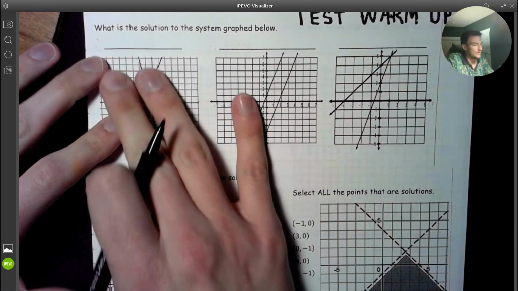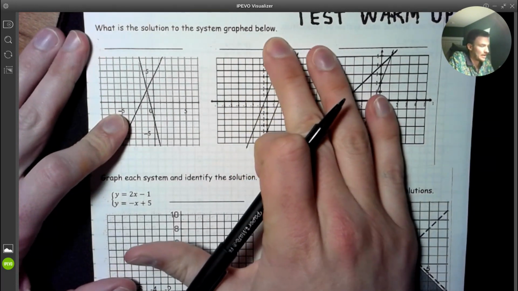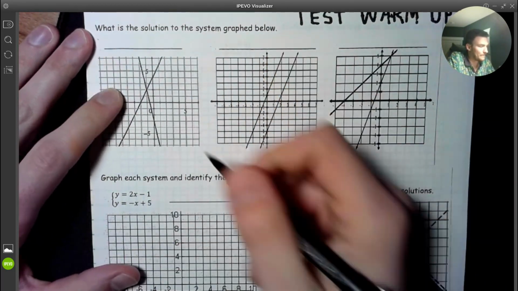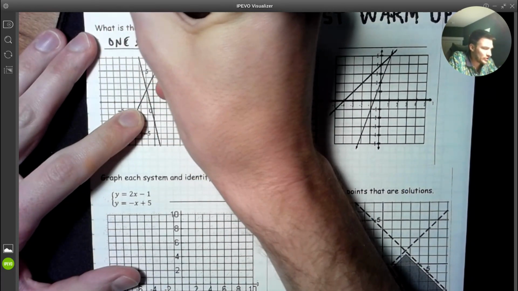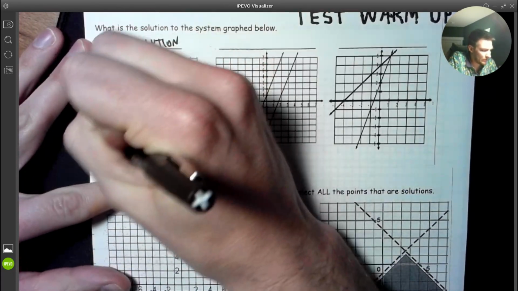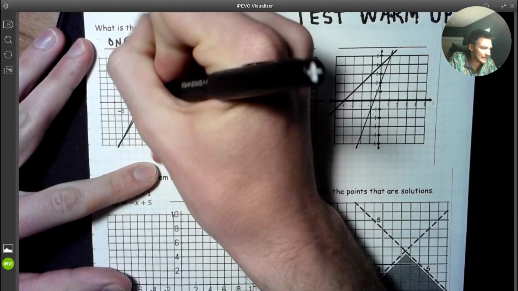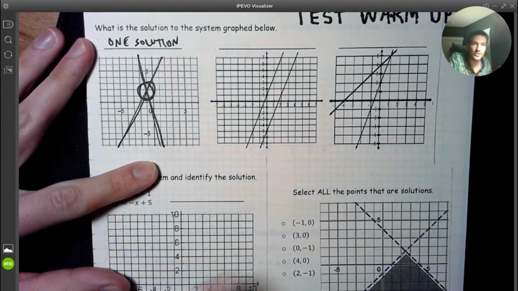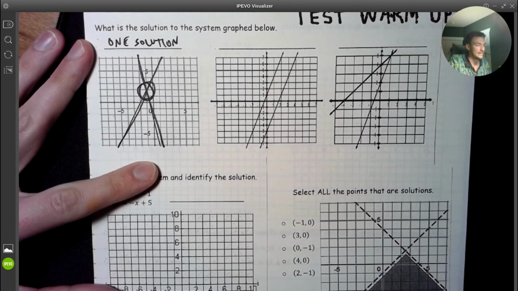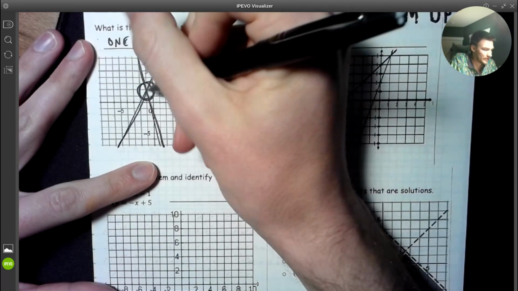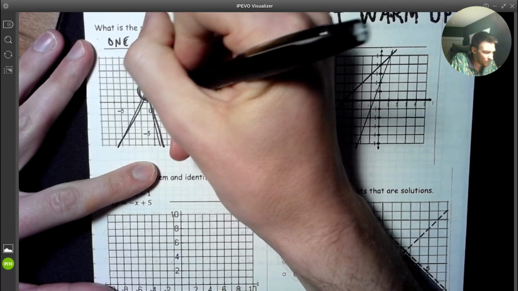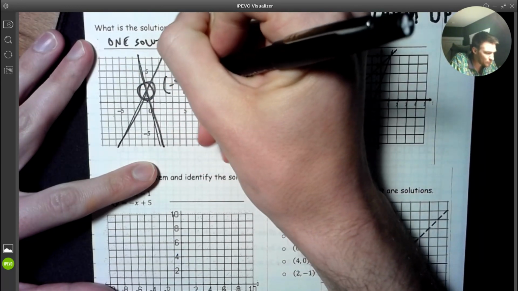Here we go. What is the solution to the system graphed below? Well, I can see that this is going to have a nice one solution because we have two lines that have one solution. Whenever we do have one solution, we're going to want to write down where these things actually cross. So I'm going to go ahead and go for the -1, +2.